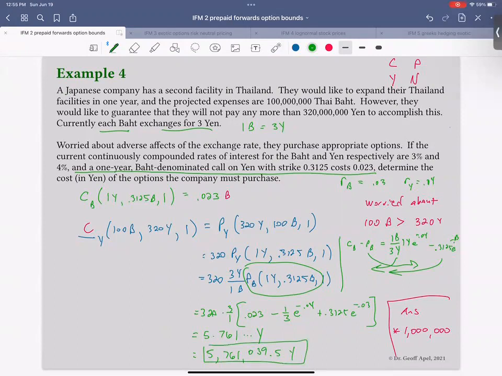Okay, and then we have another question here too. Is it implied that the strike indicated in the problem, 0.3125, is in the denominated currency, bot? Yes, it is actually. Here they didn't say the strike was bots, but it's implied that it has to be bot because it's a bot denominated call on yen. So on yen means the stock basically is yen. The strike would have to be bot. Yeah, good.